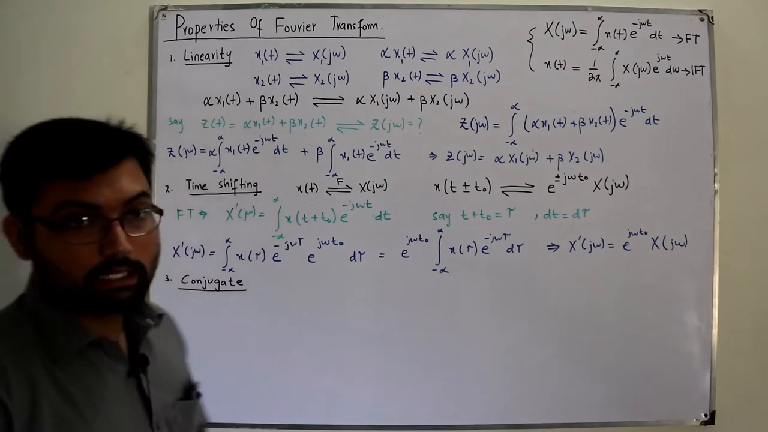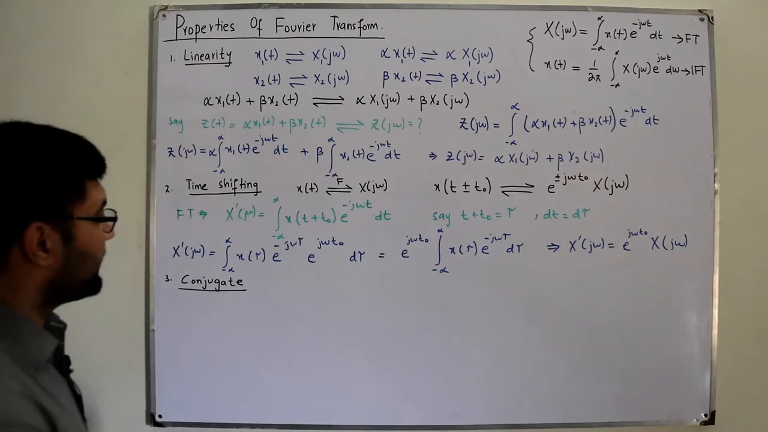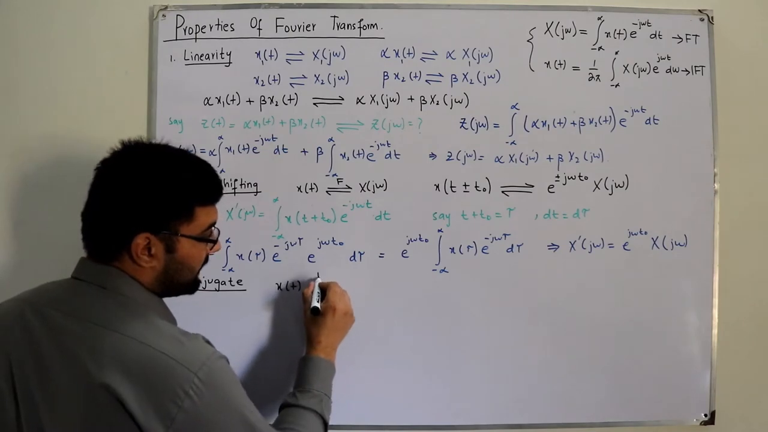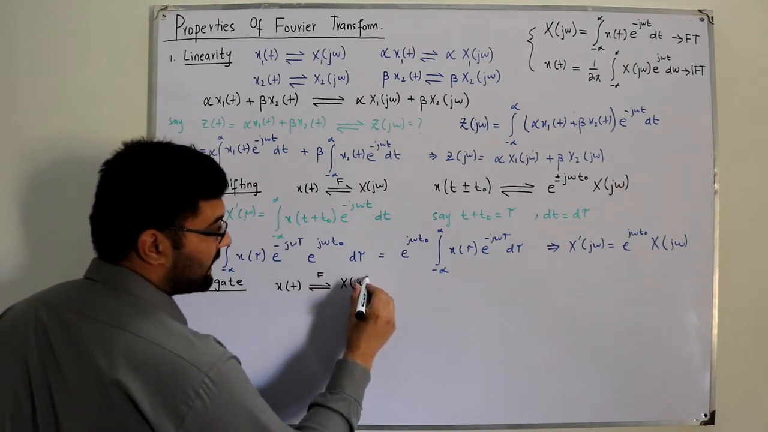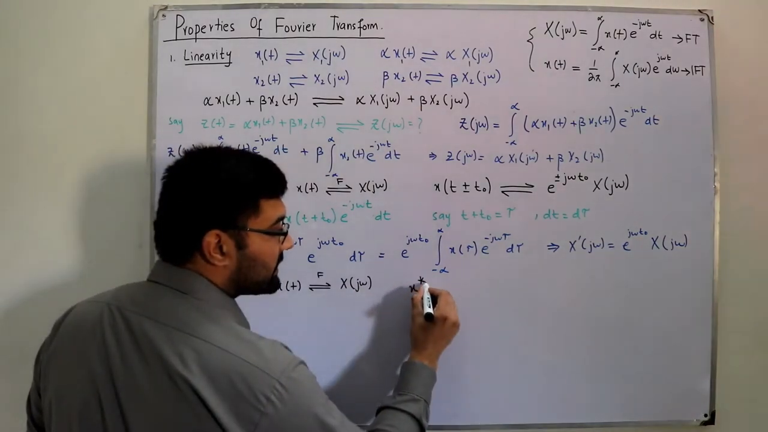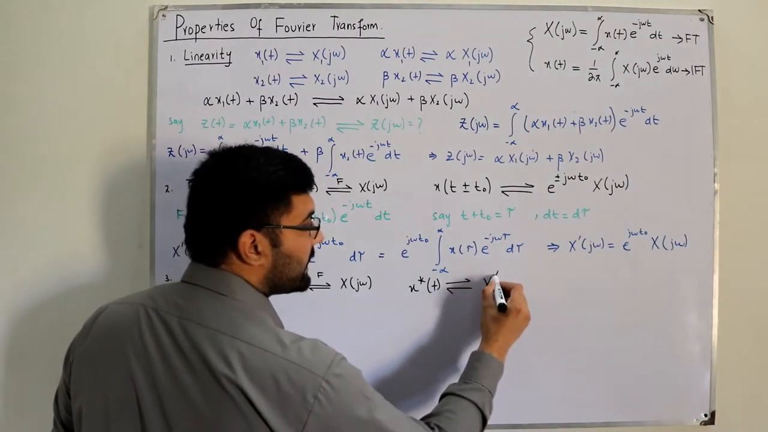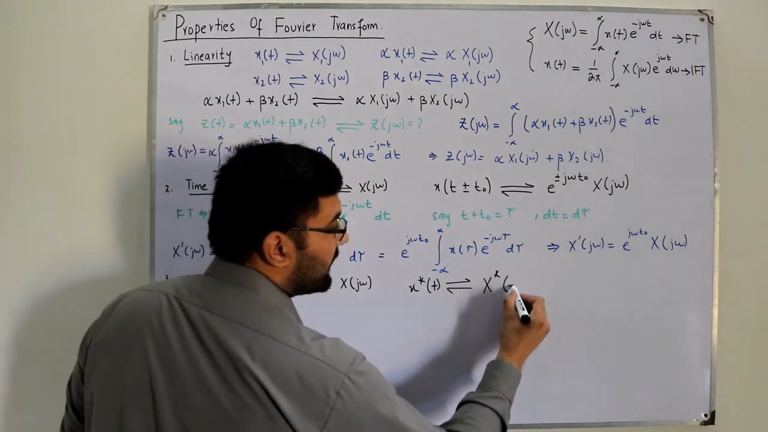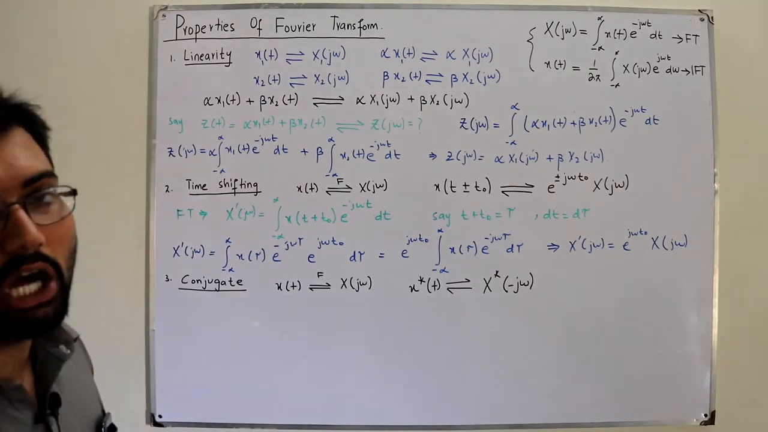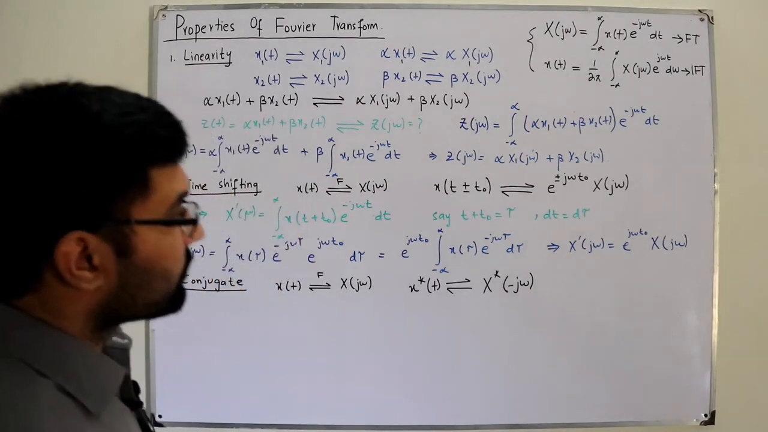Okay, so let's say again, if I have a signal x of t, as always, the Fourier transform is X of j omega. If I take the conjugate of x of t, which means now I have x conjugate of t, the Fourier transform would now be the conjugate of the original Fourier transform, and also with the independent variable reversed: X conjugate of negative j omega. Of course, we have to prove it again.